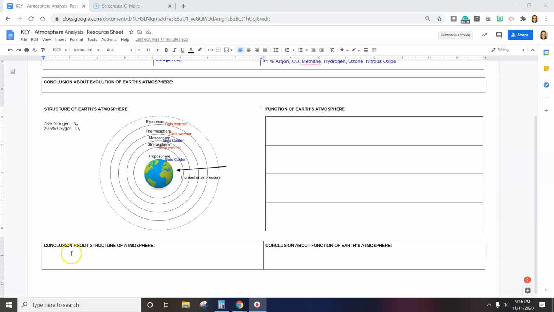So that's the structure of our atmosphere, and right now I'd like you to pause your video to write a conclusion, a sentence about what you have learned about the structure of the atmosphere. What is it? How is it structured? What would be important for someone to take away from this class? So go ahead and pause the video and write your conclusion.